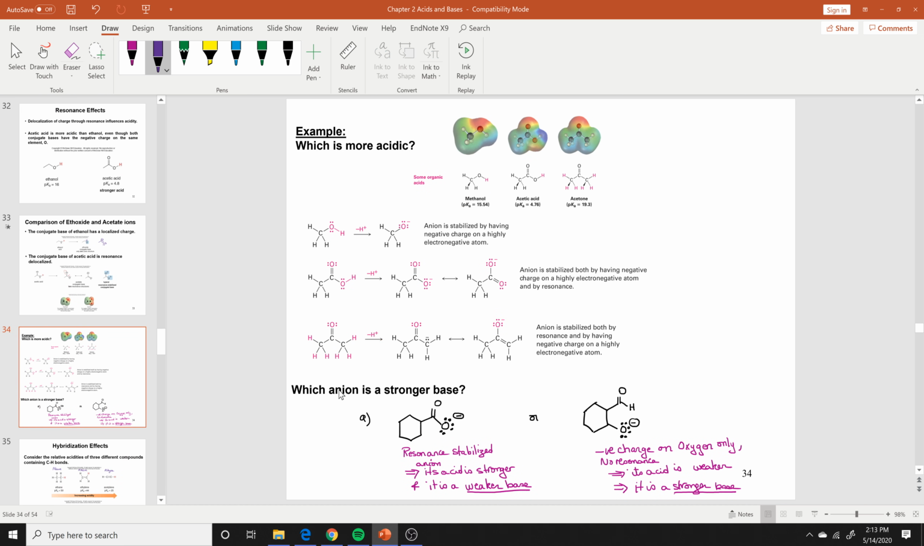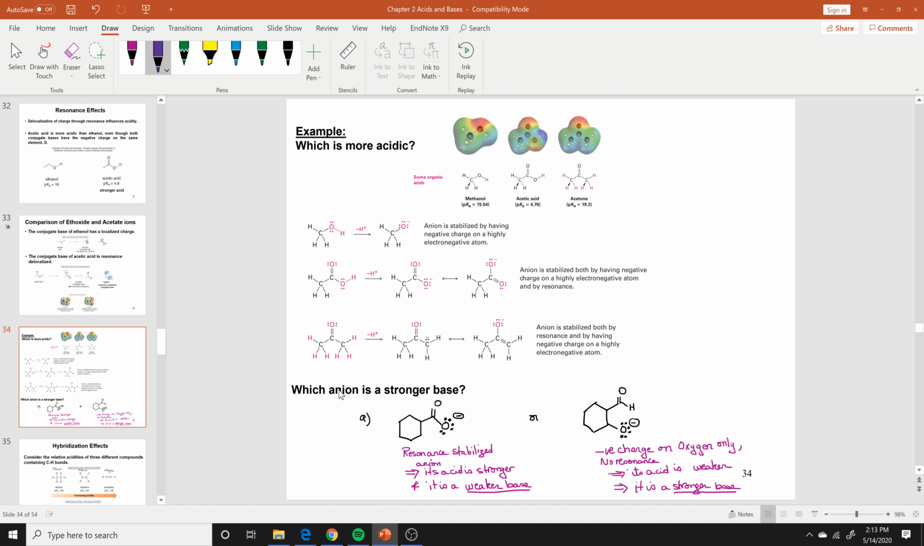So which one is a stronger acid? We're going to go ahead and do conjugate bases for each one of them. We're going to do resonance for it. We're going to see which one has resonance in there. Now, this guy over here doesn't have resonance. It's an oxygen that has a negative charge. This guy over here has basically three resonance structures, 1, 2, and 3.